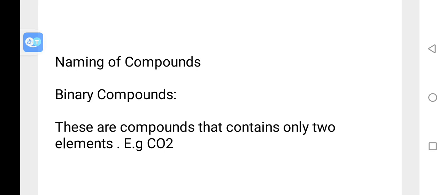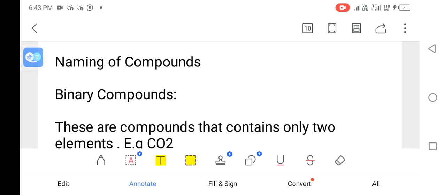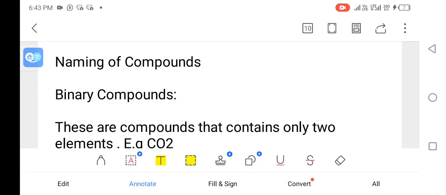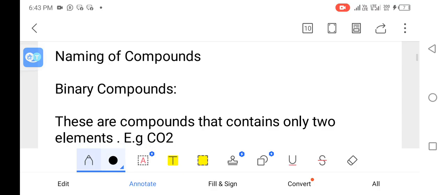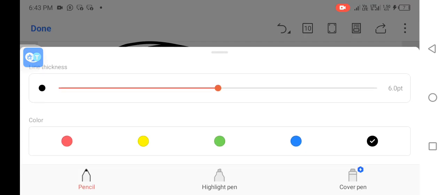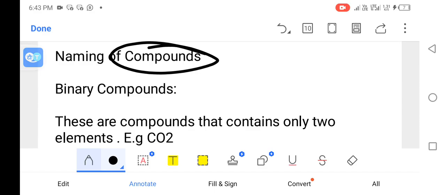Naming of compounds. Under naming of compounds, I want to treat two things. We divide compounds into two types: the binary compounds and the non-binary compounds. First of all, I want to start from there.